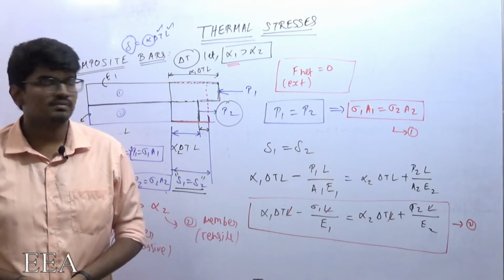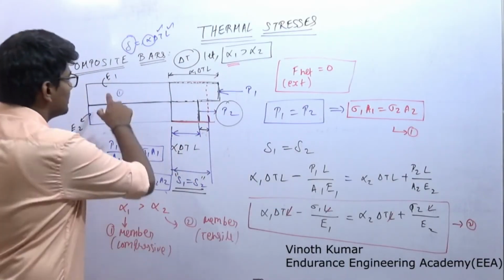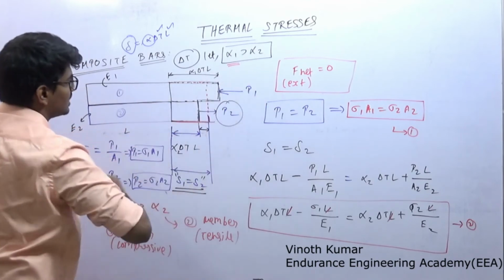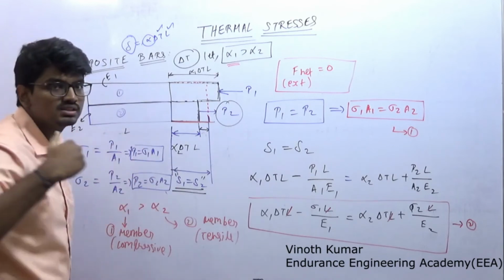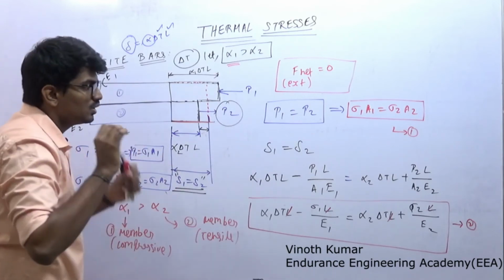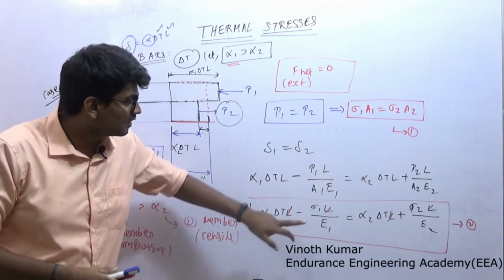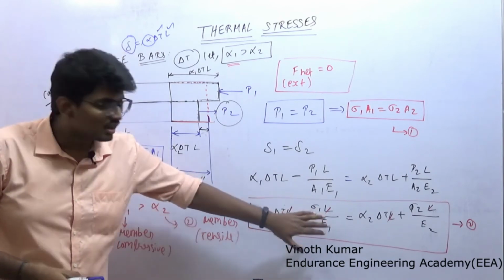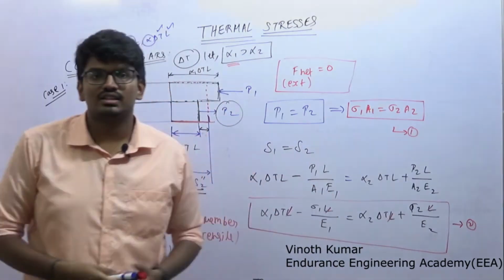sigma 2 from these two equations. And this sigma 1, the stress developed in the first member, is compressive stress because the thermal expansion coefficient of the first member is more than that of the second member. So the member which has more thermal expansion coefficient will be subjected to compressive stress. The member which has less thermal expansion coefficient will be subjected to tensile stress.